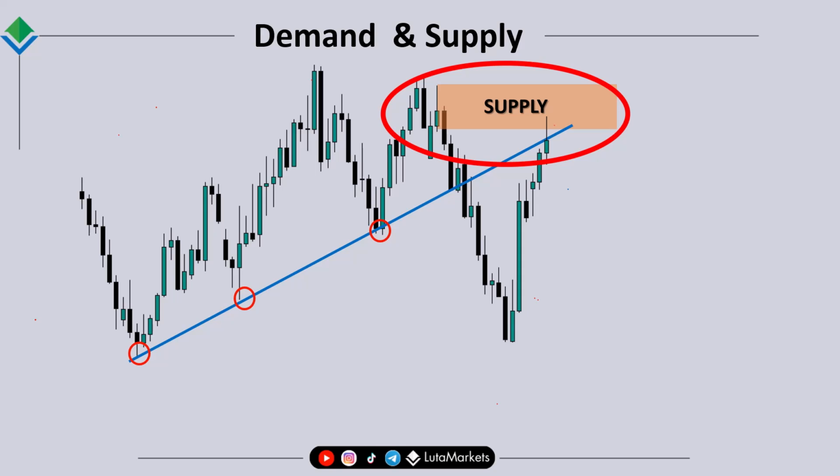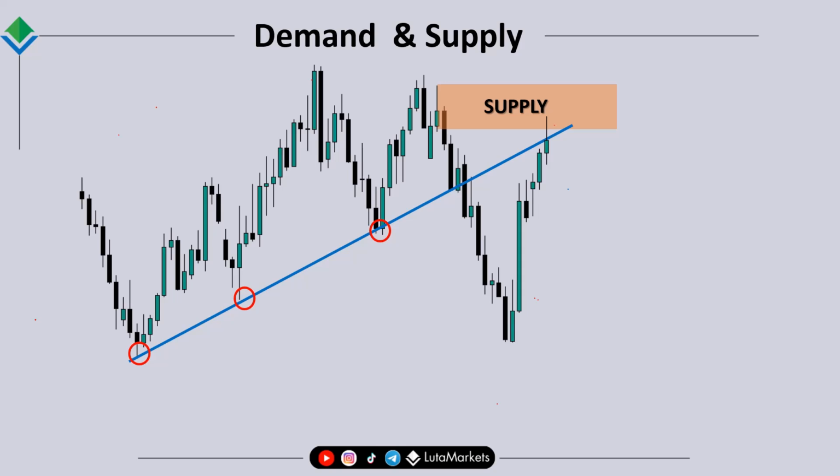Why is this intersection important? The intersection of the trendline retest and the supply zone creates a high probability entry point for a sell trade. This is because the broken trendline now acts as a resistance level, where sellers step in. The supply zone reinforces the selling pressure.